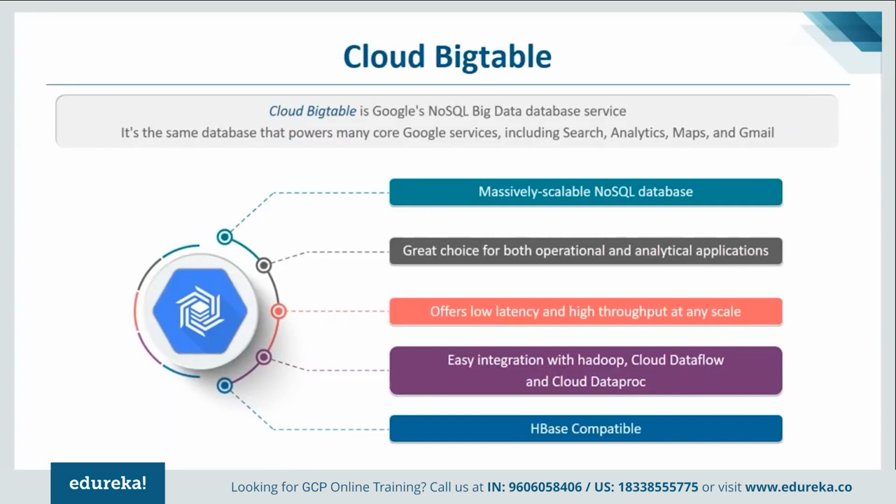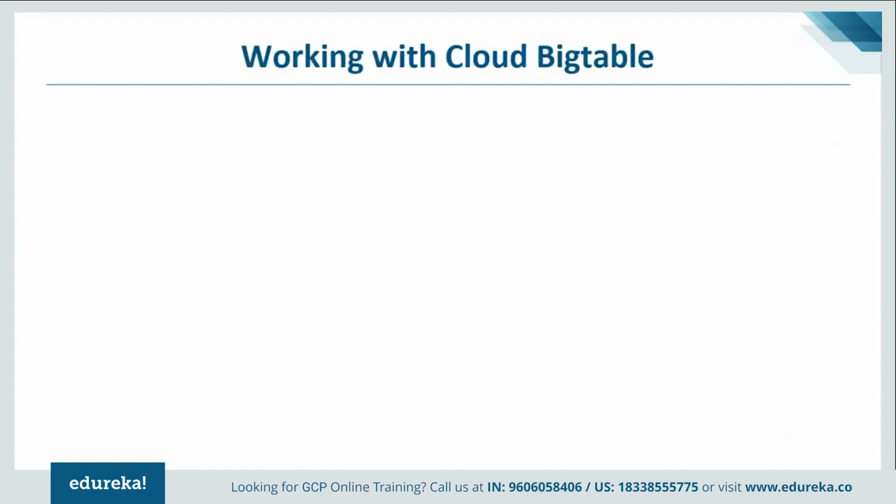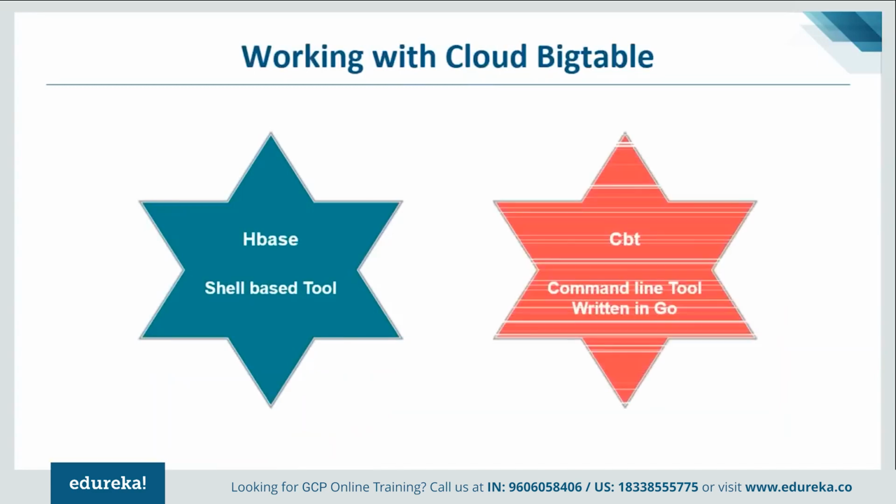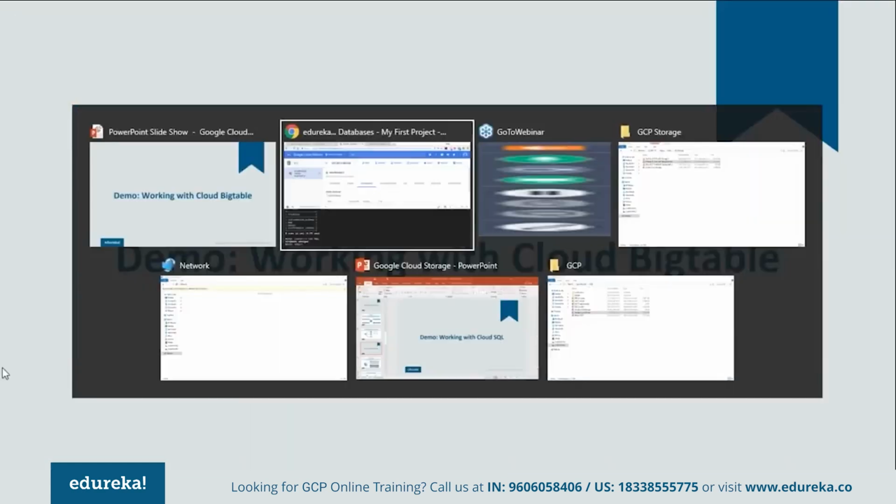Cloud Bigtable stores data in tables, which contain rows. Each row is identified by a row key. It is the same as any NoSQL database. Now data in a row is organized into column families or groups of columns. A column qualifier identifies a single column within a column family. A cell is the intersection of a row and a column, and each cell can contain multiple versions of a value. Now, working with Cloud Bigtable, there are two ways. We have the HBase shell, which is the shell-based tool, and we have CBT, which is the command line tool written in Go. Now let's go ahead and see how we can work with Cloud Bigtable.